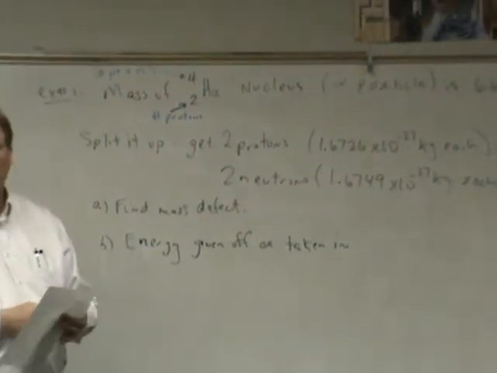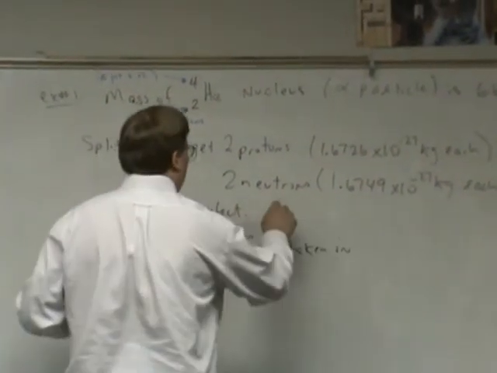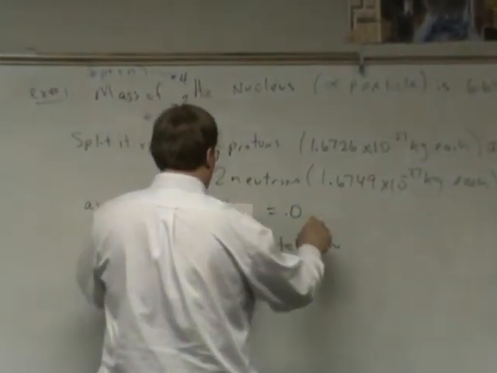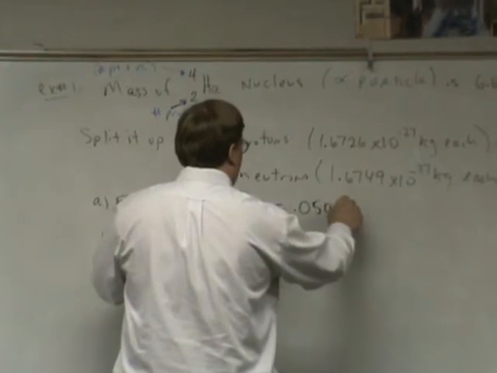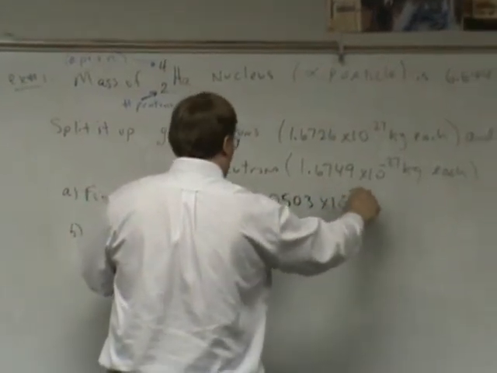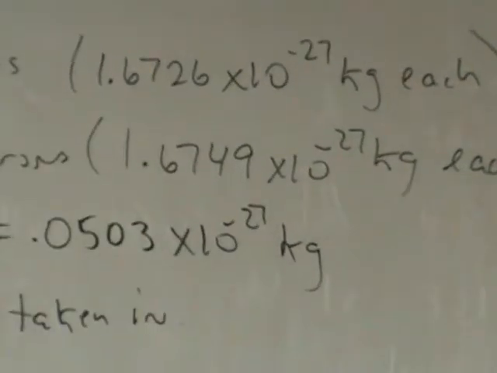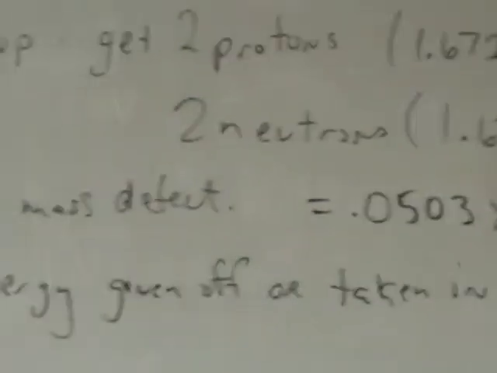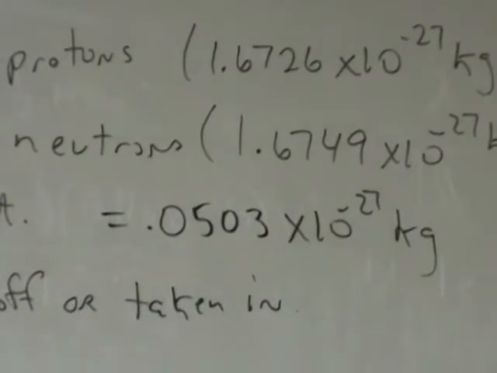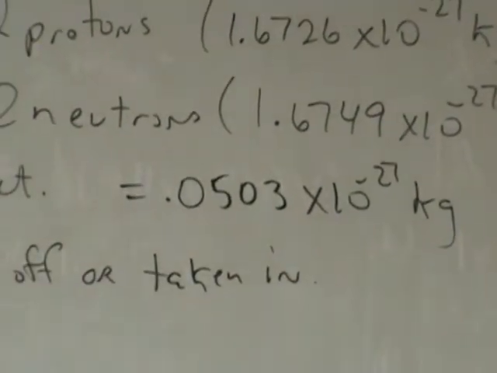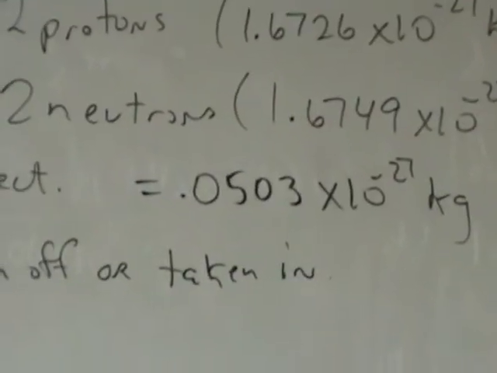Yes, 5.03 times 10 to the negative 27... kilograms. Since it's all 10 to the negative 27, I just kept it 10 to the negative 27. So I guess you could also call it 5.03 times 10 to the negative 29. That's the way you call it.